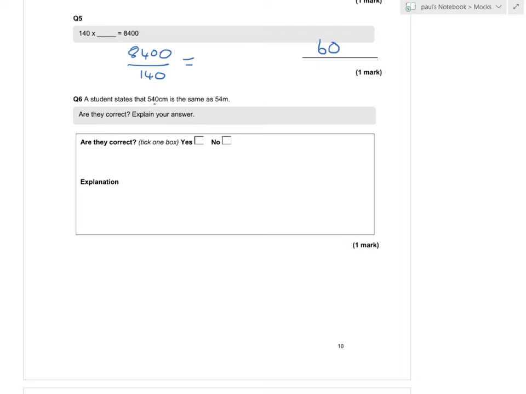A student states that 540 centimeters is the same as 54 meters. No. Right, because 540 centimeters is the same as 5.4 meters. Yeah, it should have been divided by 100. They've only divided by 10, haven't they?